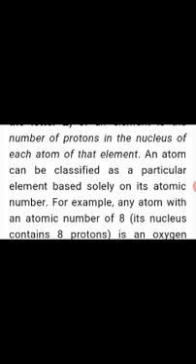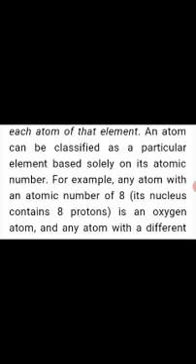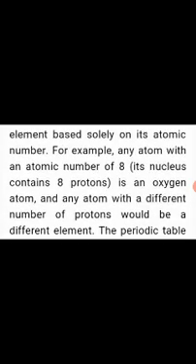For example, any atom with atomic number 8 is oxygen. Its nucleus contains 8 protons, so it is an oxygen atom. Any atom with a different number of protons would be a different element. If the proton number is different, then the element is different. Suppose 3 protons means 3 electrons. So 3 protons means this is lithium, having atomic number 3.